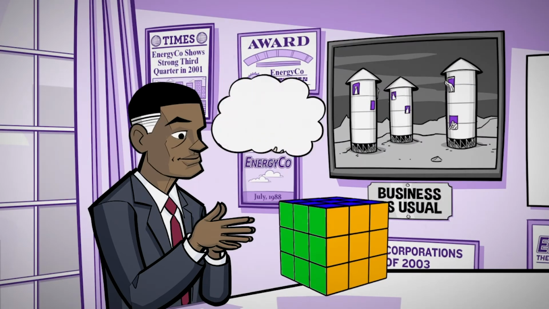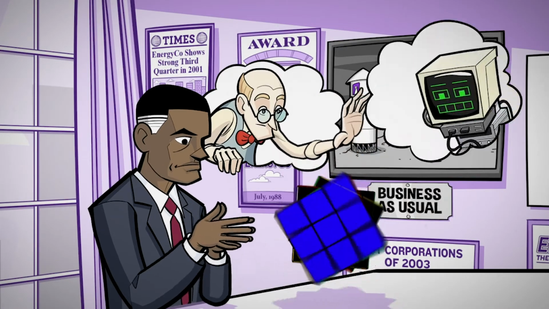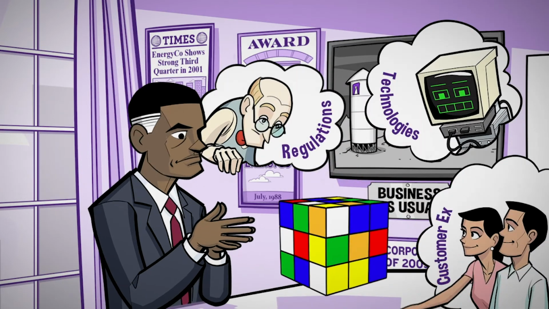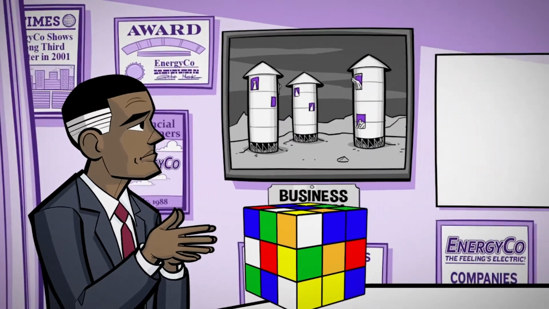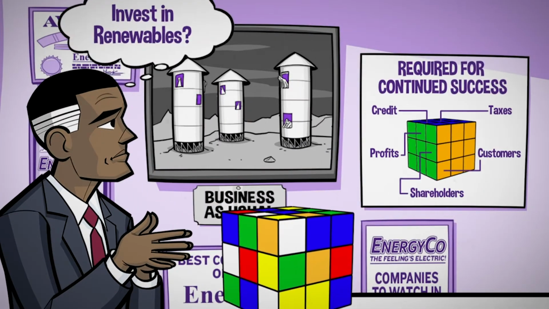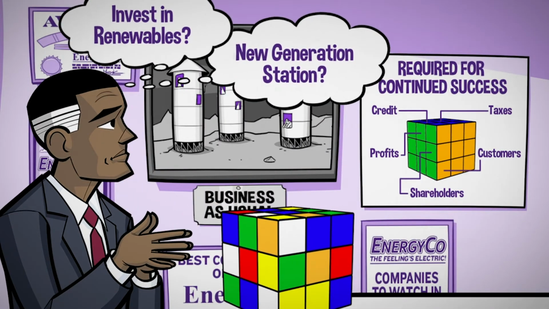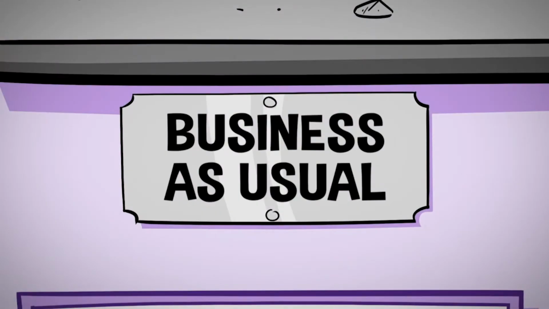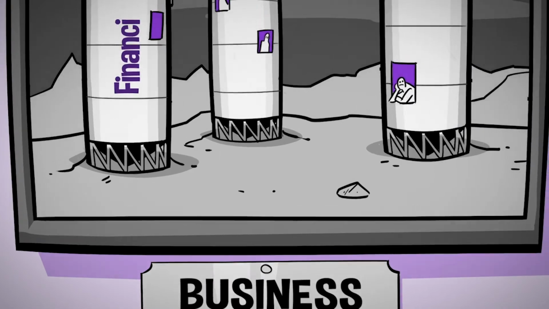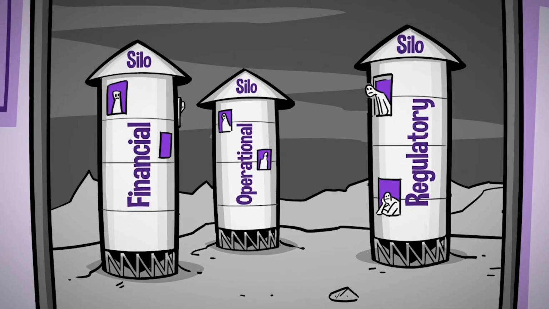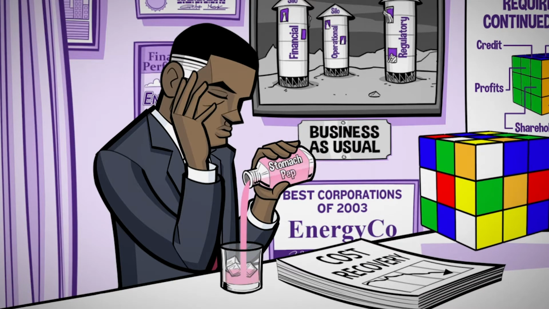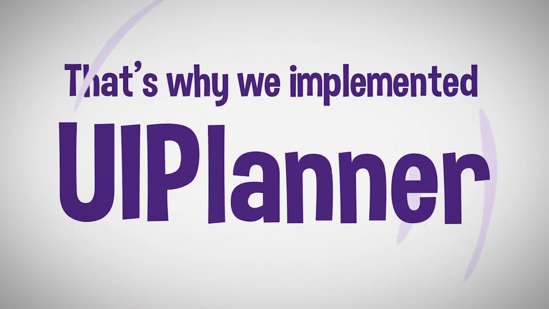But the utility industry is changing faster than ever before with evolving regulations, technologies, and customer expectations. Our continued success depends on making complex, high-stakes decisions and ensuring timely recovery of our investments. Yet business as usual, with all its disconnected tools, data, and processes, was slowing down our decisions, delaying our cost recovery, and obscuring the strategic implications. That's why we implemented UI Planner.